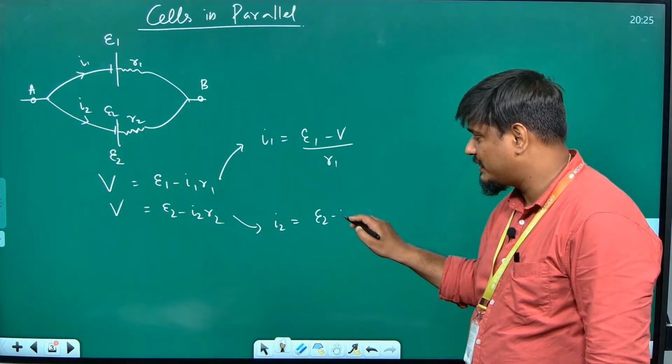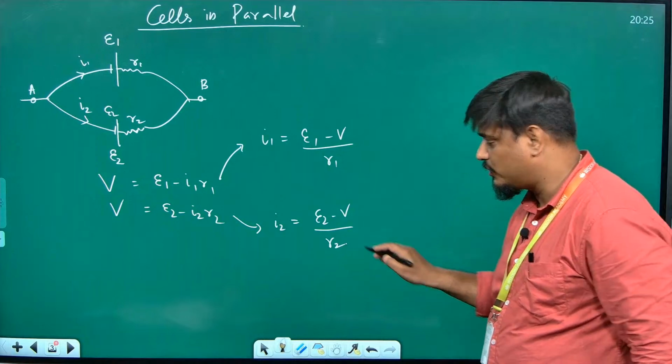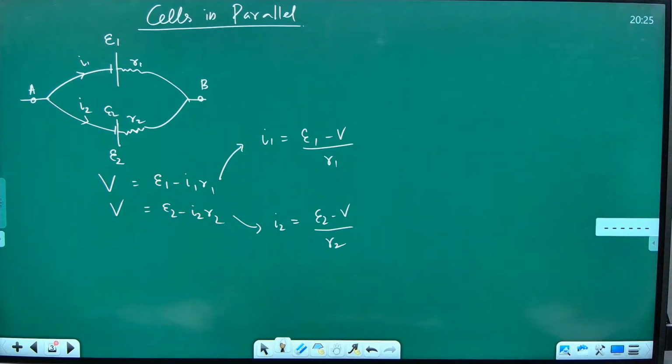E2 minus V by R2. Again I am repeating, be in the class, have concentration here. Copying is not what you are coming for. Notes, I can give you written notes, very beautifully written notes. I have my old students' notes who have written very good. I can share with you the PDF also if you want. Notes are secondary. Please pay attention on learning what is happening.